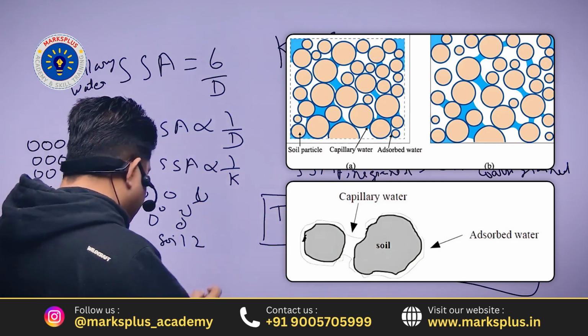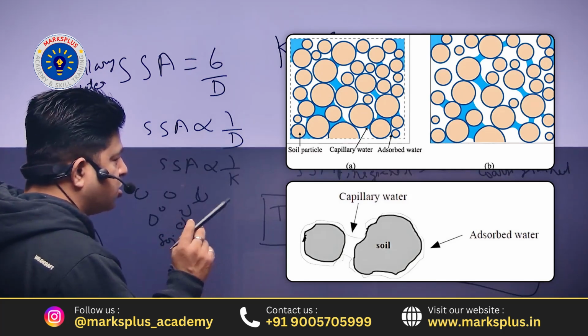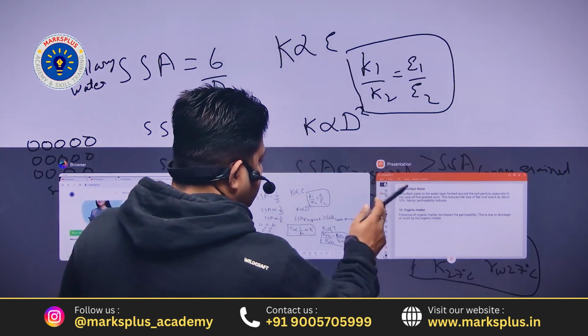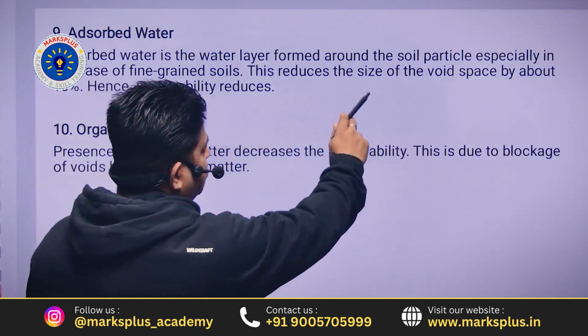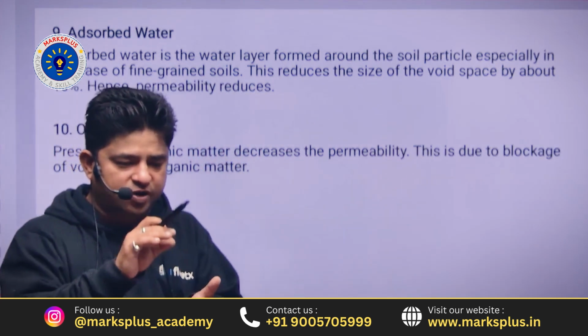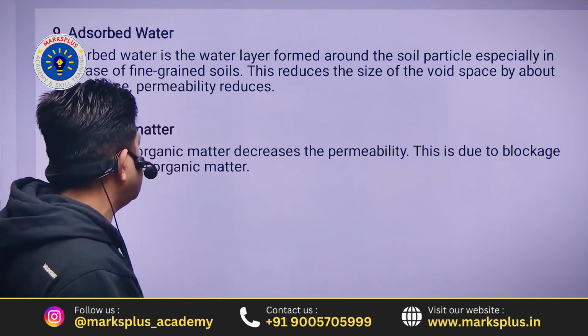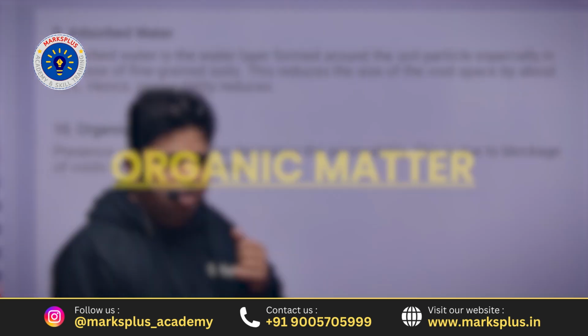So we can say that the permeability of the soil also depends on the absorbed water, and if the absorbed water increases, then the permeability of the soil decreases, because this reduces the size of the void space. When the water over the surface area increases, the size of the voids decreases and the permeability in turn reduces. And it is also inversely proportional to the organic matter.